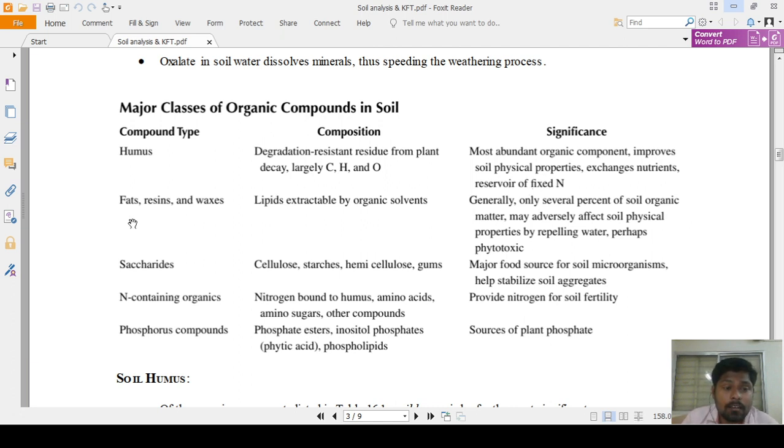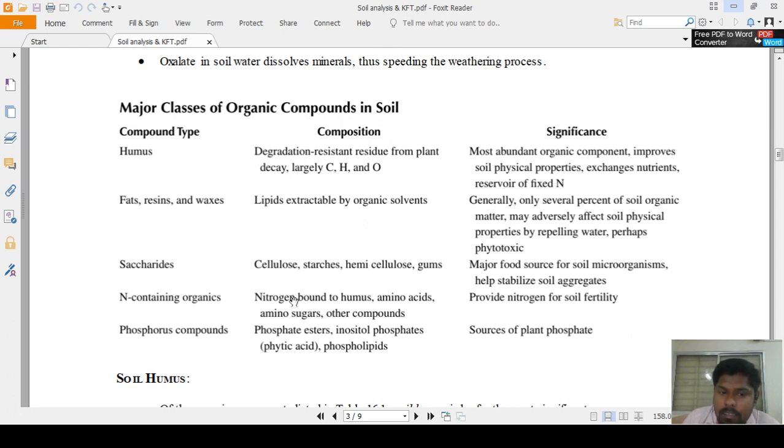Okay, fats, resin and wax, that is the lipid extractable by organic solvent. What is the significance? Generally only several percent of soil organic matters, may adversely affect soil physical properties by repelling the water, perhaps that is a phytotoxic. Okay, saccharides, they are cellulose, starches, hemicellulose, gums. They are major food source for soil microorganisms, help stabilize the soil aggregates.